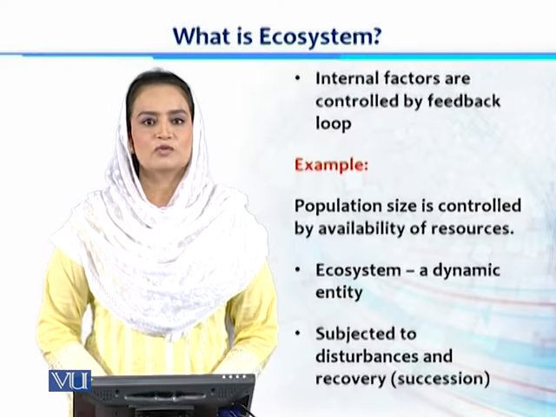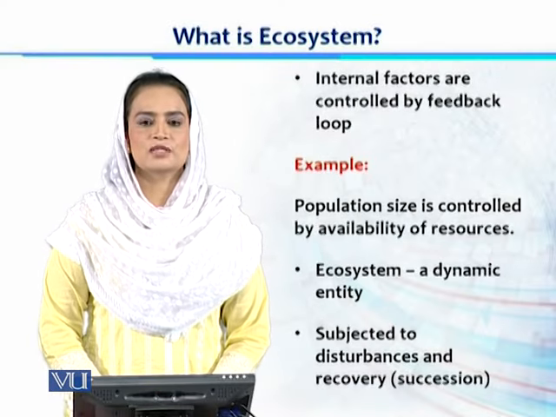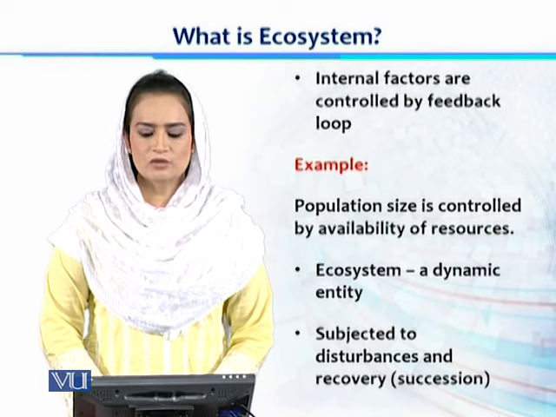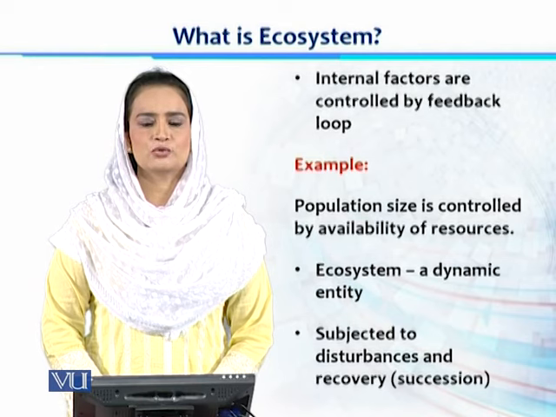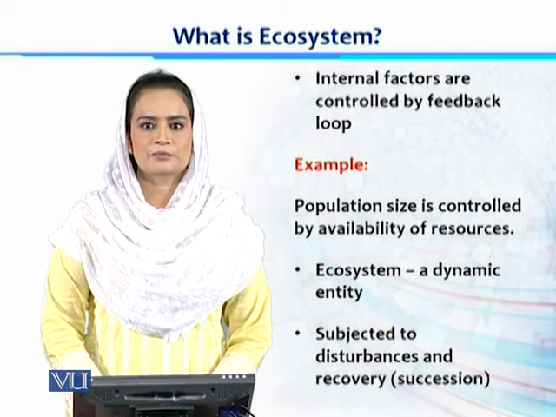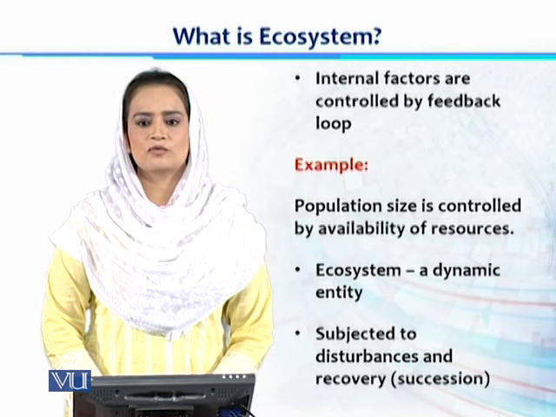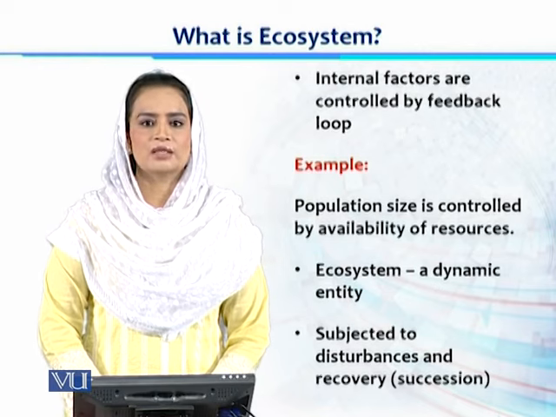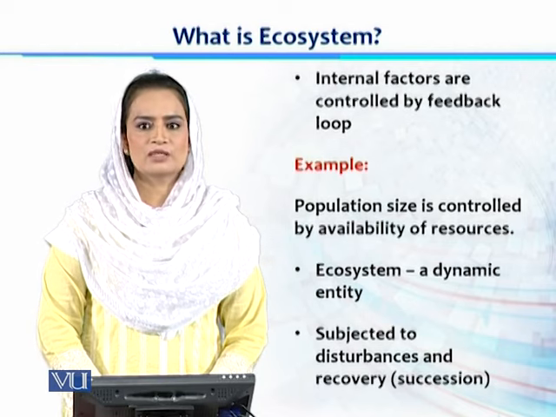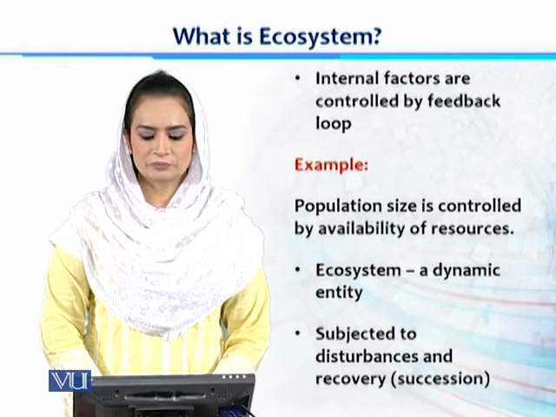In this video, we have seen that there are two types of ecosystem. One is aquatic and the other one is terrestrial. Aquatic ecosystems can be divided into two further types, marine ecosystem and freshwater ecosystem. Terrestrial ecosystems are of various types, and we have seen they are very much controlled by the temperature, rainfall, and the availability of fresh water.